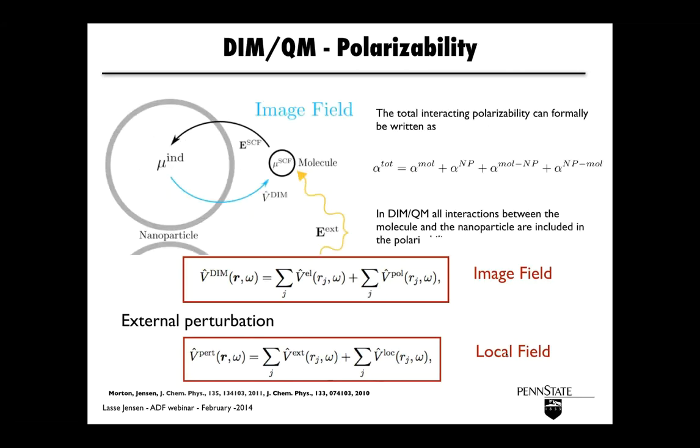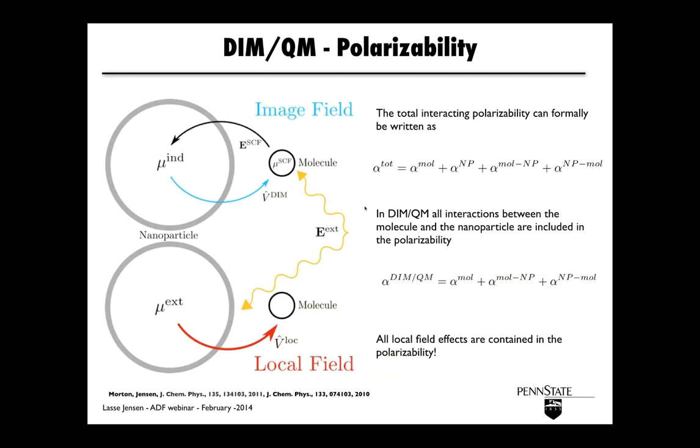The simplest way of looking at that is considering the external electric field induces a dipole in the molecule. The molecule induces a dipole in the metal nanoparticle, and that acts back with this sort of image type field. And all of these are solved self-consistently in these simulations.